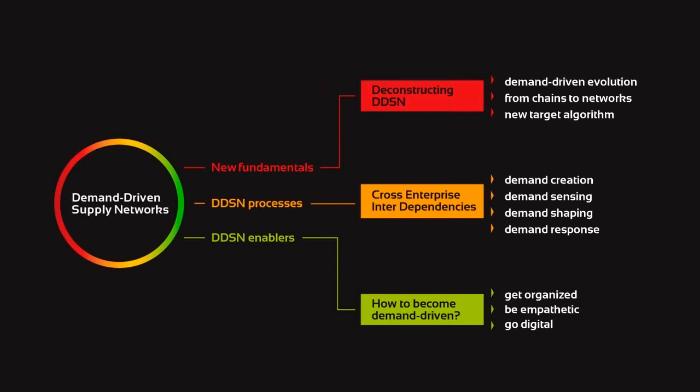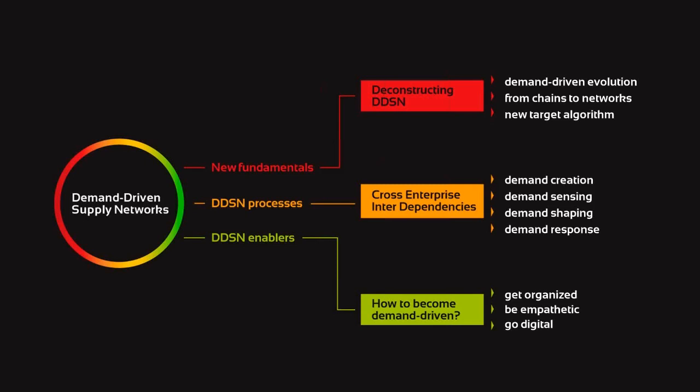At this point, I want to stop on this third point, and so far we have covered three elements that will be expanded at a later point. We've been talking about the new fundamentals of demand-driven supply networks. We've talked about this evolution from traditional supply chains to demand-driven networks. We've talked about some of the capabilities that demand-driven companies have and some of the interdependencies across these processes. So we briefly touched upon concepts like demand creation, demand sensing, demand shaping, demand response. And I just shared with you three things that we have seen in the last decade help companies become more demand-driven: be more organized with the right framework, be empathetic, and go digital.